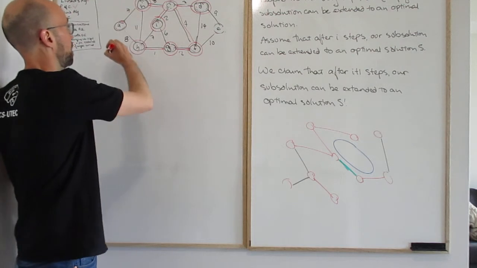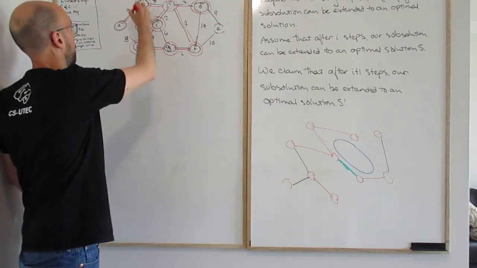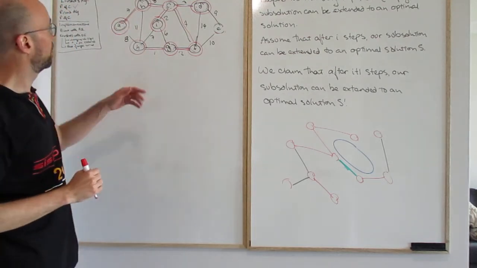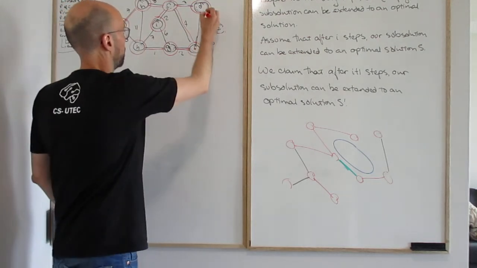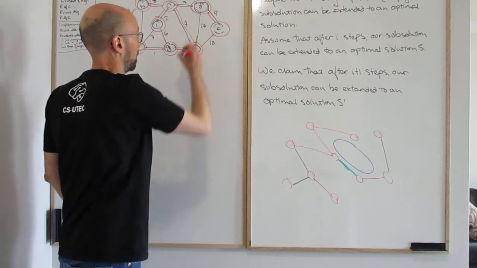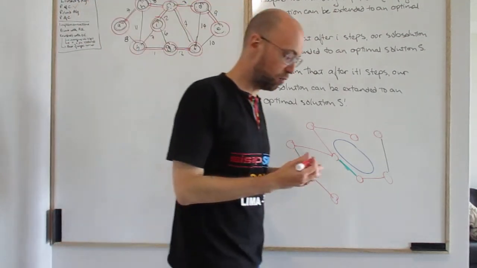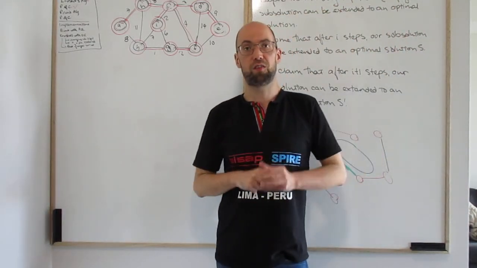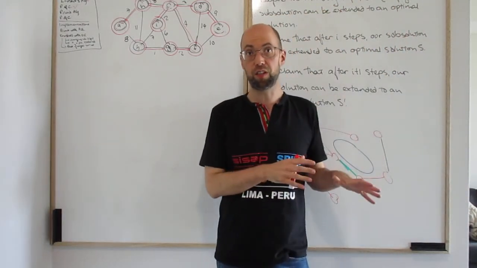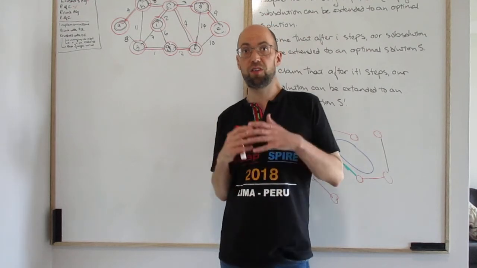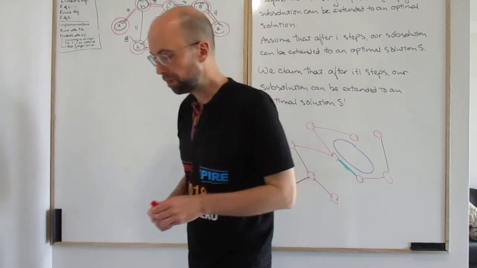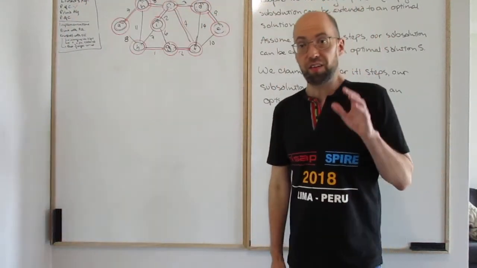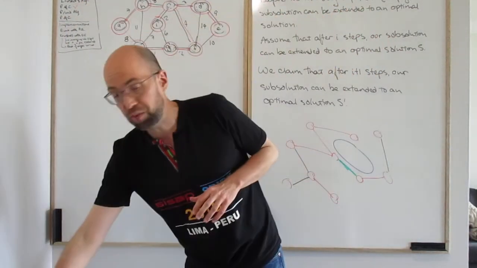Now the cheapest edge is this. And now the cheapest edge we can take is this one. Okay? So this has a nice property that it's always a tree. Right? So in Kruskal's algorithm, it's a forest, but this is always a tree. So that's Prim's algorithm.